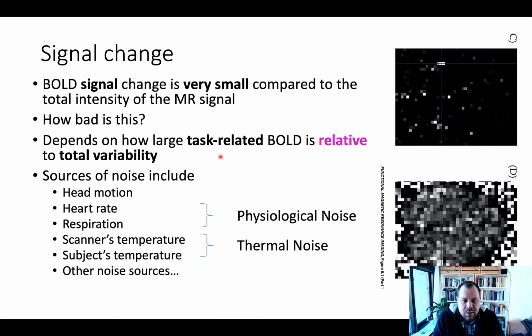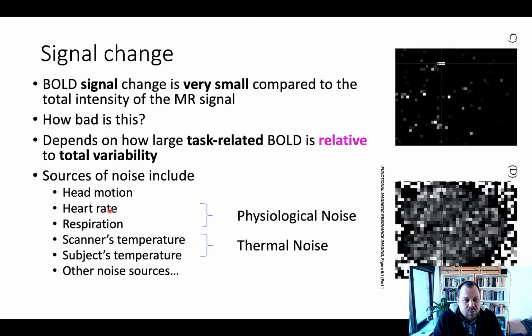But this really depends on how large task-related activity is relative to the total variability. And the total variability obviously includes these sources of noise. We have these various sources of noise, obvious ones such as head motion, which have a large effect, obviously, on specific areas of the brain, especially the edges of the brain. But then we also have physiological noise and thermal noise that contribute to the signal in ways that we don't want it to. Heart rate and respiration actually can be related to the task.